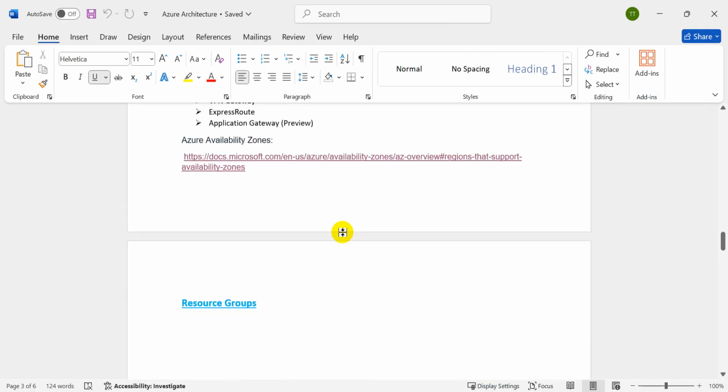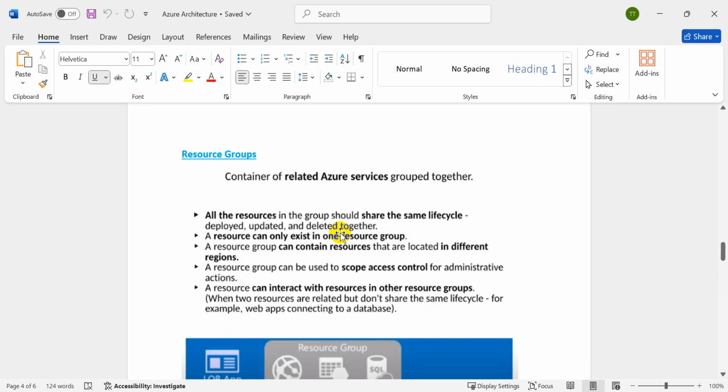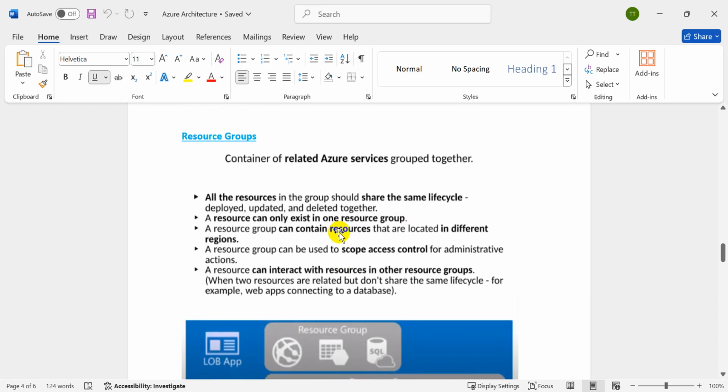Now let's talk about another concept called the resource group. So what is the resource group?